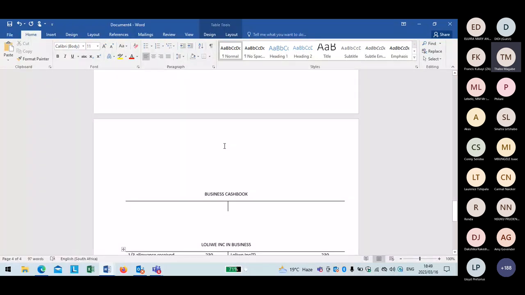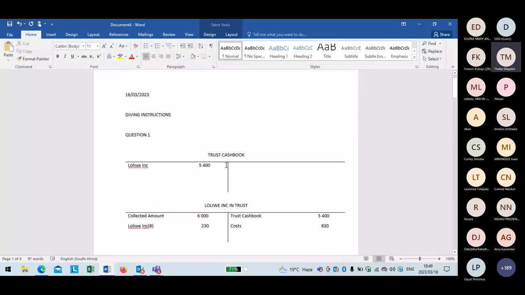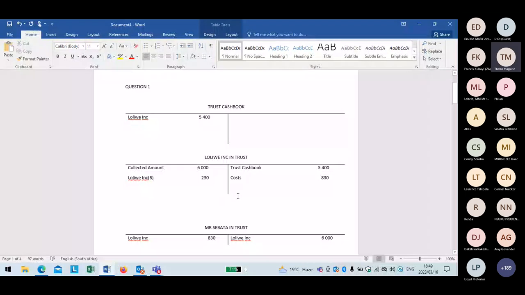The same goes for Lolliwe Inc. in trust. Do you see that with Lolliwe Inc. in trust as well? You have the same figure on both sides. Yes, sir. 6,000 plus 230 is 6,230. 5,400 plus 830 is also 6,230. Okay.